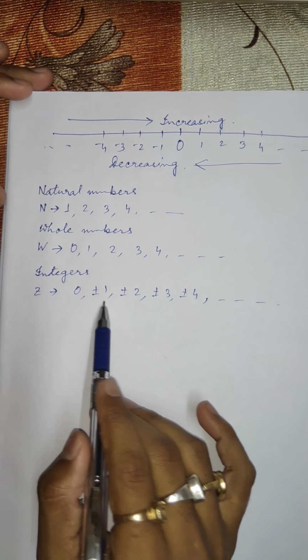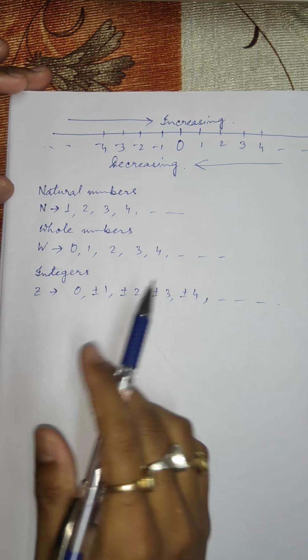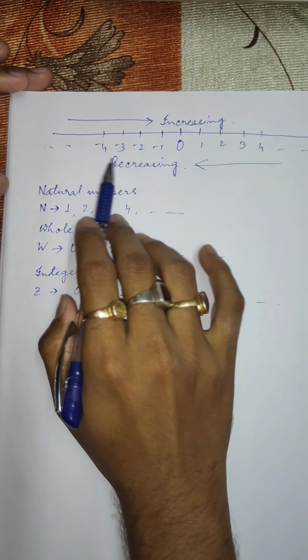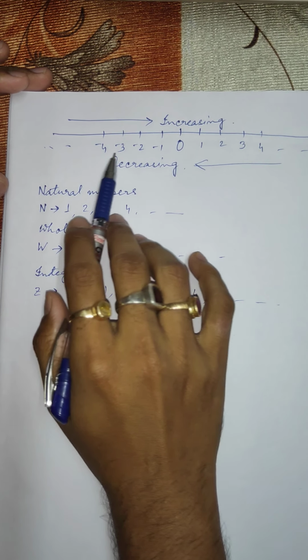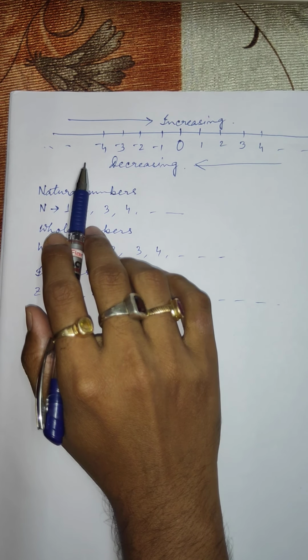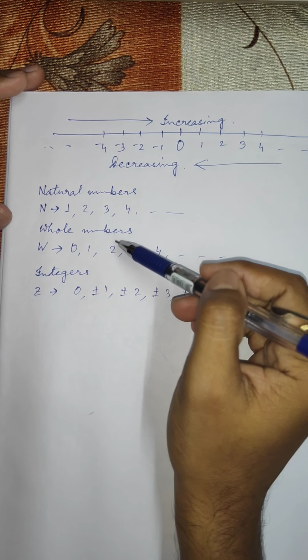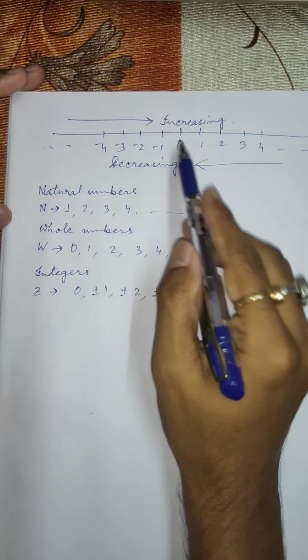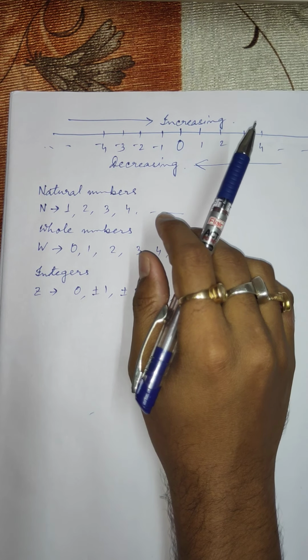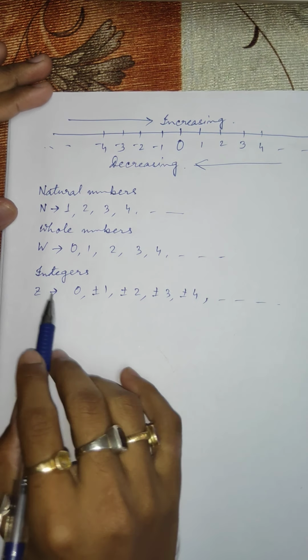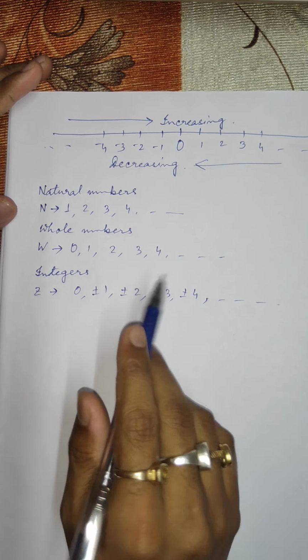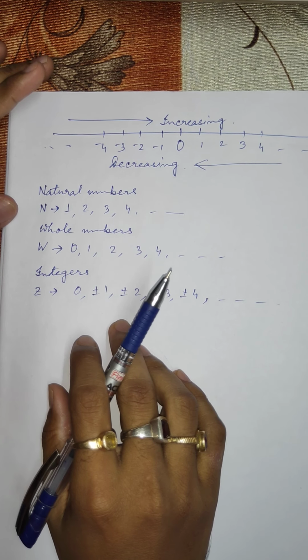But in case of the integers, there are plus minus. Why plus minus we have mentioned? Because negative numbers are also considered in case of integers. But in natural number and whole number, only the positive numbers, including 0. And remember, 0 is neither positive nor negative. So 0 is also an integer, and both negative and positive numbers are also integers.